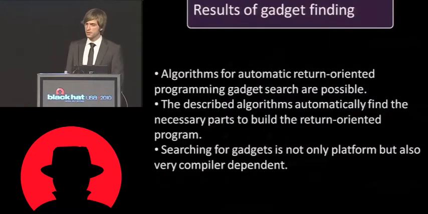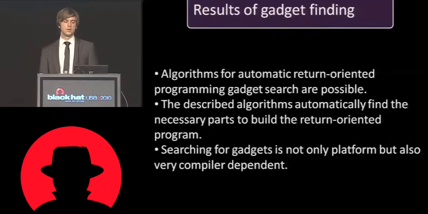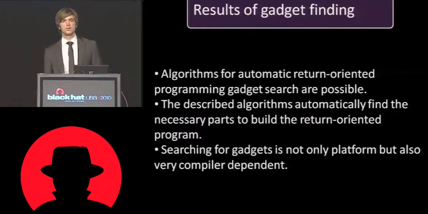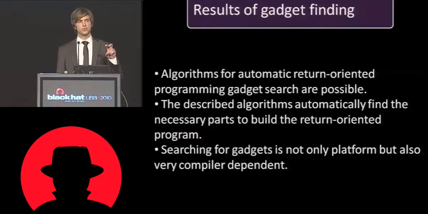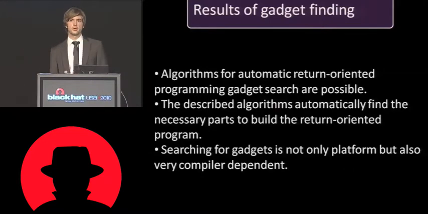Okay. What I have shown you in the last 15 minutes is that algorithms which automatically extract gadgets platform independent for return-oriented programming are feasible and possible. So you can work with those algorithms by using RILE on multiple platforms, and you will get usable results. Also, for the primary definition of return-oriented programming, the Turing completeness in this case is satisfied. And also, you always have to think about that searching for those gadgets is very, very platform and very, very compiler dependent.